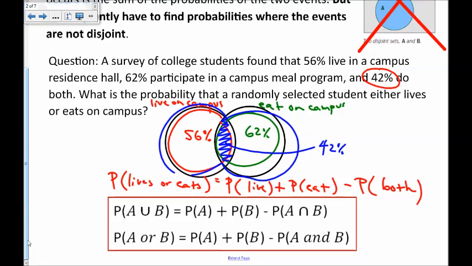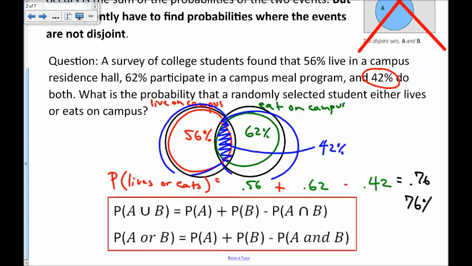Now I'll put in numbers. The probability that they live on campus is 56%. The probability they eat on campus is 62%. And the probability they do both is 42%. So I simply add them together and then subtract. 0.56 plus 0.62 minus 0.42 is 0.76, or 76% of students either live or eat on campus.